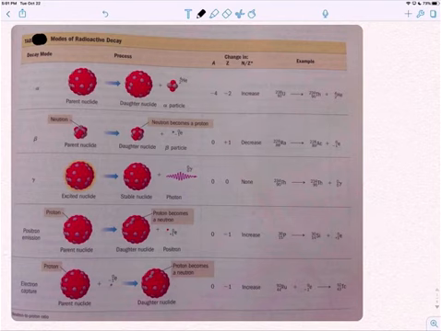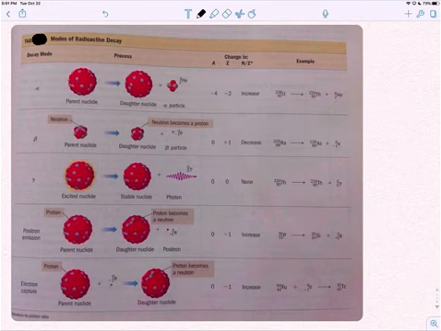In alpha decay, you can see that the mass decreases by 4 and the charge decreases by 2. In beta decay, the mass stays the same, and the protons increase by 1.